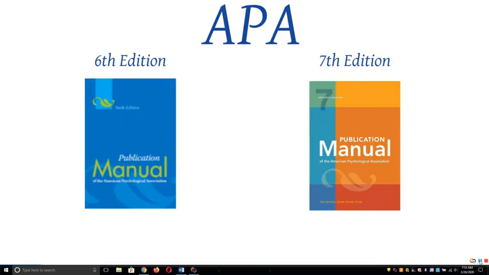One important distinction I wanted to point out is that this session is going to be talking about the APA 7th edition. The APA 7th edition came out in October 2019. There are a number of changes between the 6th edition and the 7th edition, so make sure you clarify with your professor whether you're using the 6th edition or the 7th edition. Again, this session is focusing on the 7th edition of the manual.